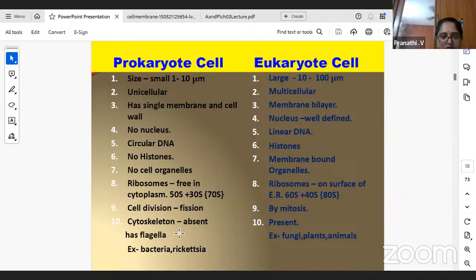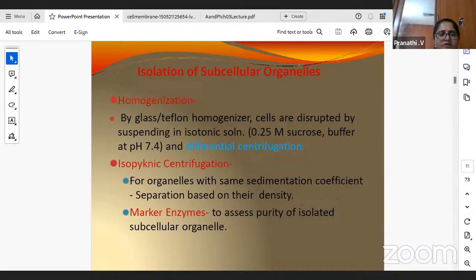Cell division is going to be by fission. And over here in the eukaryotic cell, it is mitosis. Of course, meiosis also is present. So yes. And when it comes to the cytoskeleton, it is not present. You have flagella that are present. Prokaryotic cells, bacteria, so you have flagella present. Rickettsia is one of the organisms which are prokaryotes. Eukaryotes, you have fungi, plants, animals, the rest of them all.